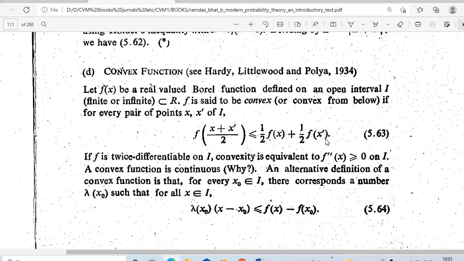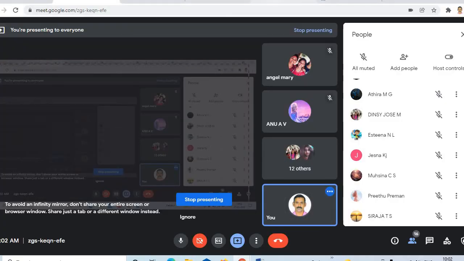So this is the format of a convex function. Convexity is actually nothing but the second derivative being positive. Second derivative positive, what is that? I will show one graph.